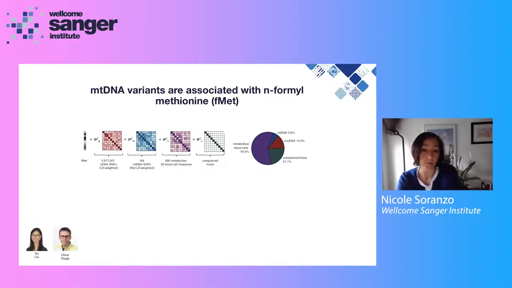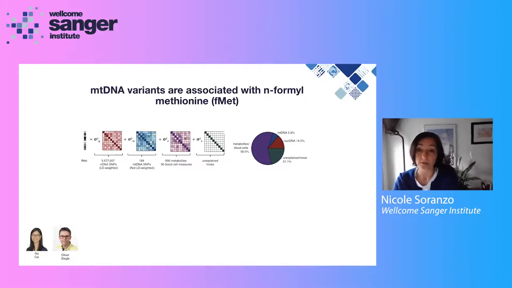So first of all, we wanted to validate that this signal was truly driven by mitochondrial variation. So we did a separate association study in nuclear genomes and found that indeed there was a single independent association in the nuclear genome that accounted for about 14% of variation in FMET levels, mostly involving the homolog of the yeast tRNA transferase gene.